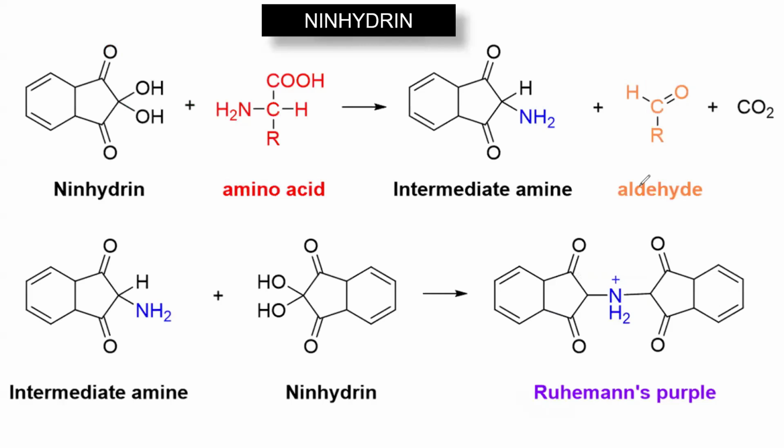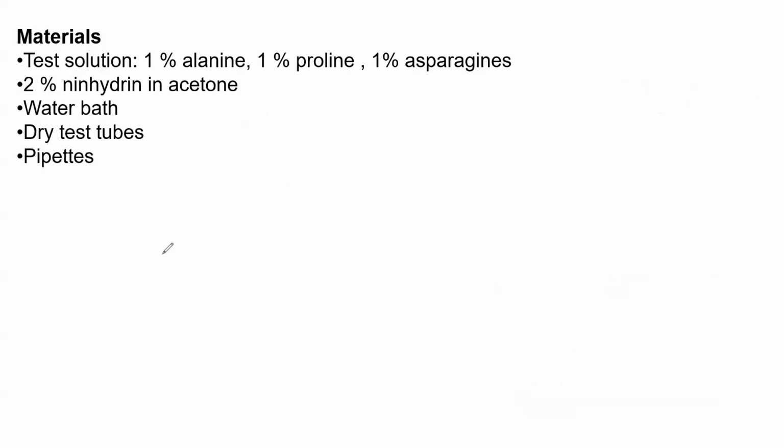The principle behind the ninhydrin test is that ninhydrin reacts with an amino acid to produce an intermediate called hydrindantin, and this hydrindantin then reacts with another ninhydrin to form Ruhemann's purple color complex. These are the materials needed: a test solution, which we expect to contain 1% alanine, 1% proline, and 1% asparagine, and 2% ninhydrin in acetone. You also need a water bath, dry test tubes, and a pipette.